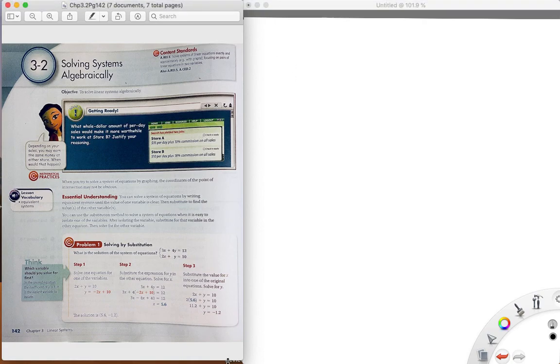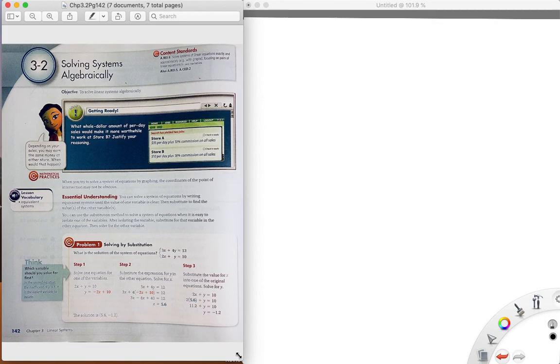Alright, this is Algebra 2, Chapter 3, Section 2, Solving Systems Algebraically. In the previous section, we were solving linear equations, finding the point where they intersect by graphing. This section, we're going to do three techniques. The first one is substitution, the second one is elimination by adding and subtracting.